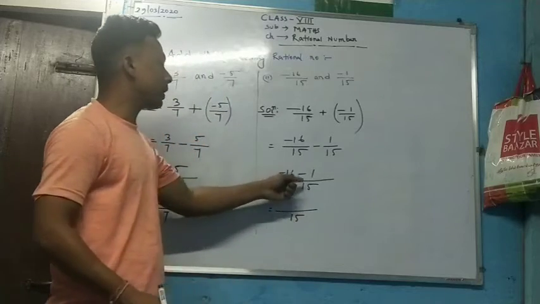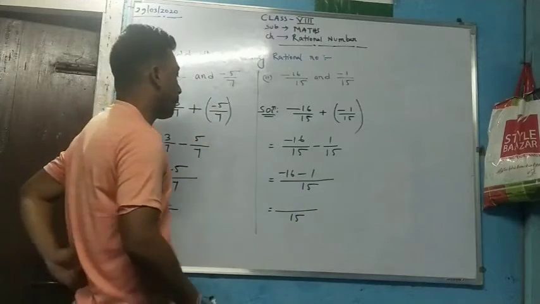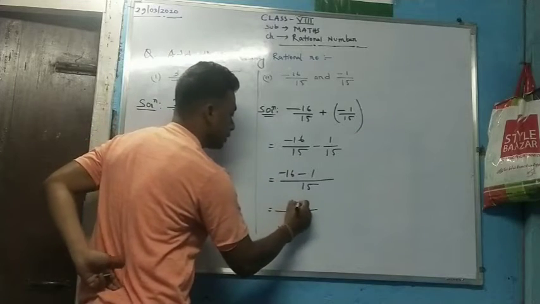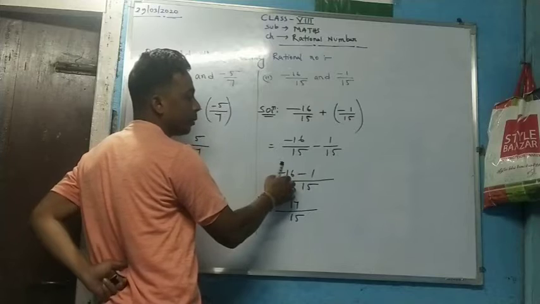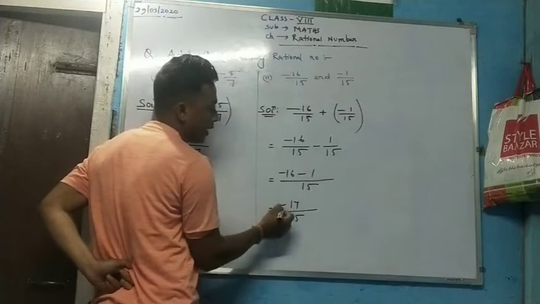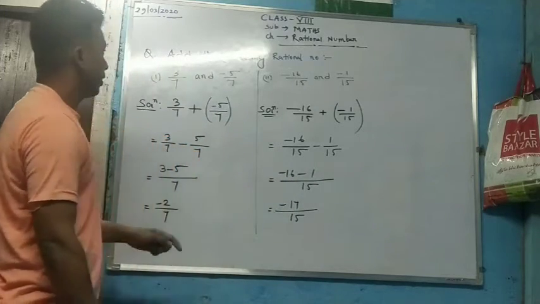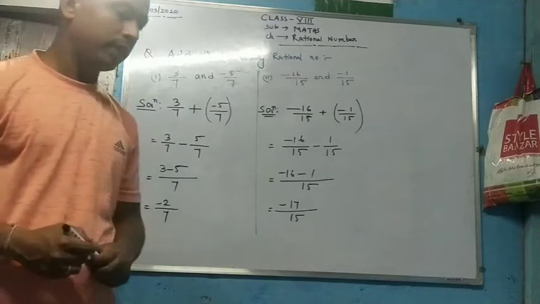So minus and minus is always plus. 16 plus 1, 17. Now you see, 1 is bigger or 16 is bigger? 16 is bigger, and what is the sign before 16? It is minus. So I have to put the minus sign. I think it's clear. Now we move on to the next question.